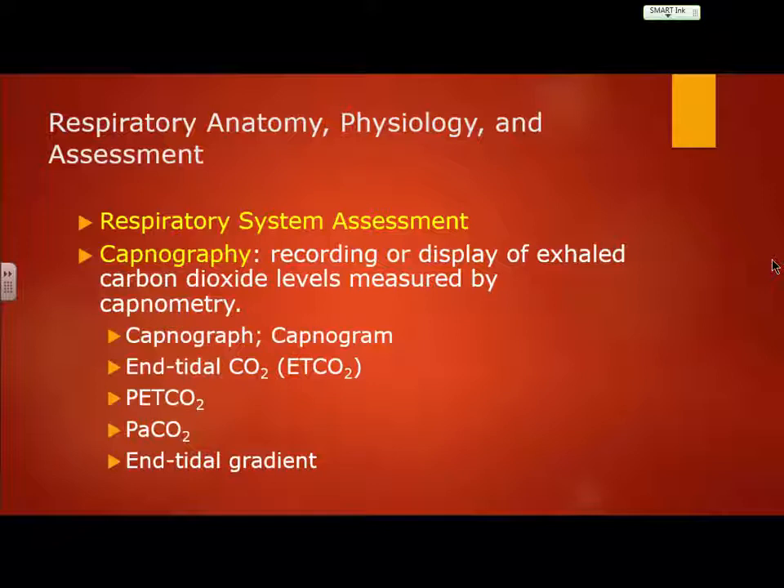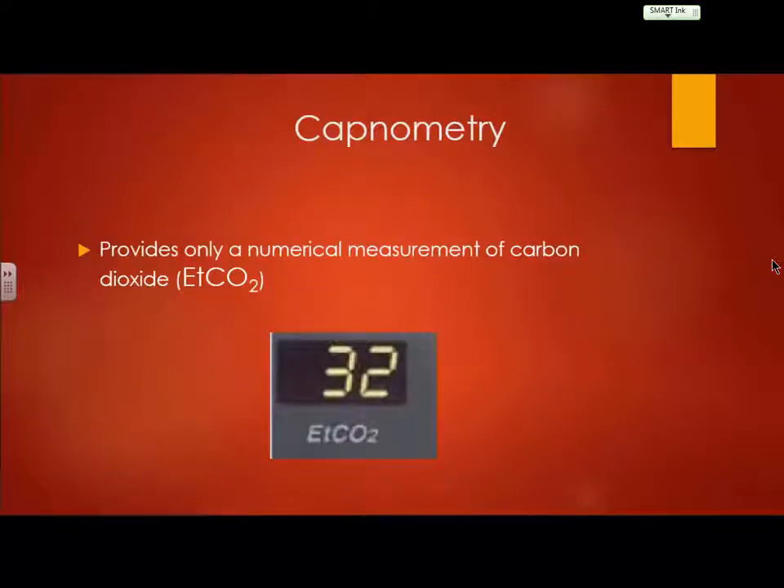Now, with your capnometry, this is your number. Now, what numbers are we looking for? Y'all know this part. 35 to 45. All right. Now, you may read that some experts say the numbers are kind of variable there. Some folks may say it's a little bit lower than 35, but we want to stay with the standard of 35 to 45.